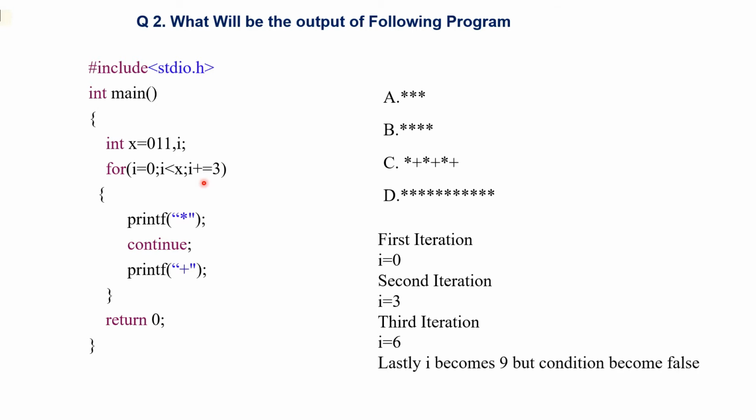And as value of I becomes 9, the condition becomes 9 less than 9. So now the condition is false. So hence control will be transferred out of the loop. And hence with this program, 3 stars will be displayed because this loop will be executed for 3 times. For first time I equals to 0, second time for I equals to 3, and last time for I equals to 6. So hence the correct option for this program is option E.